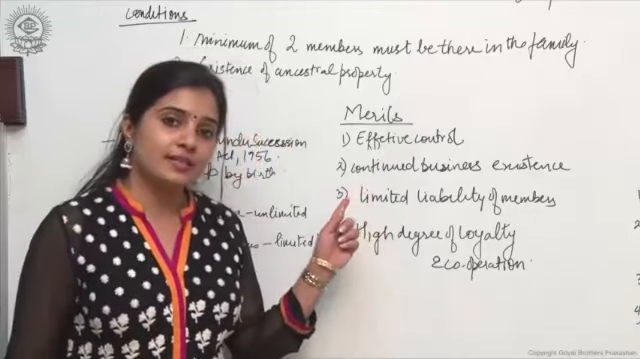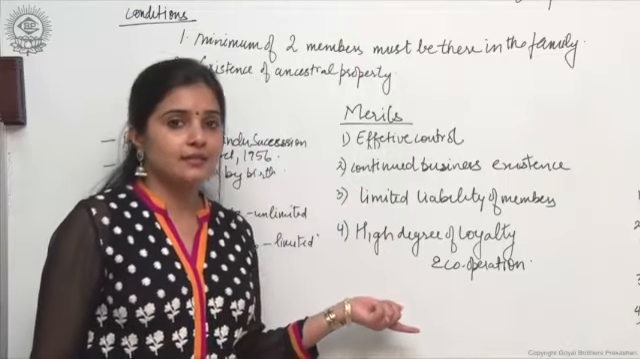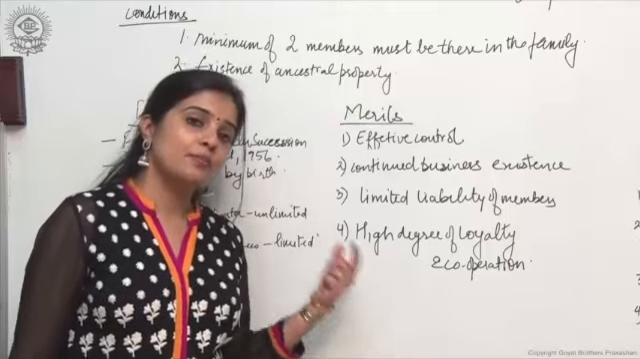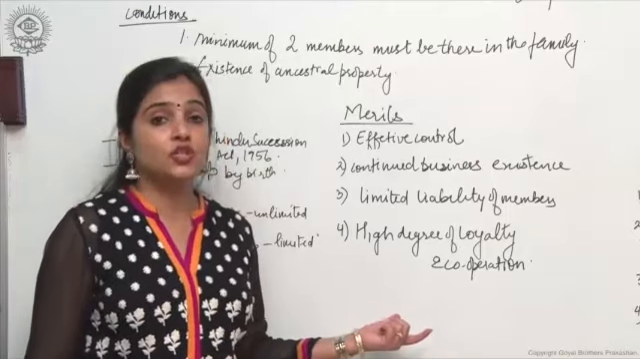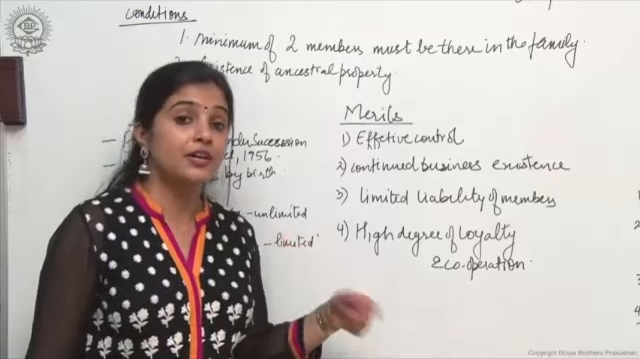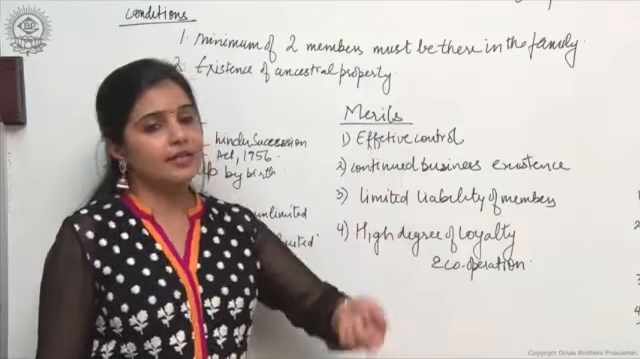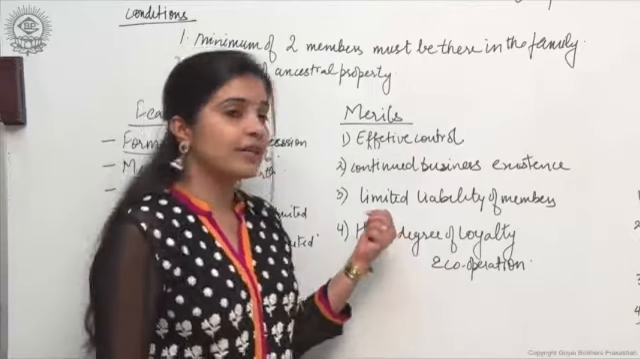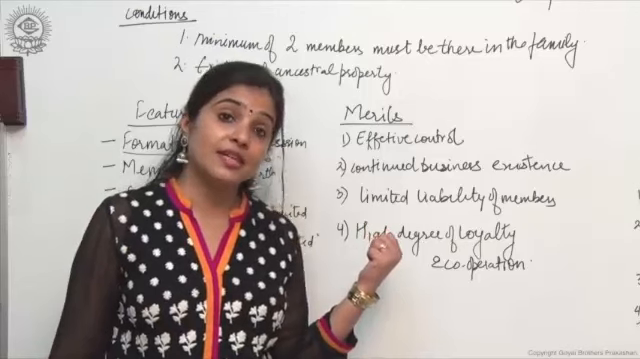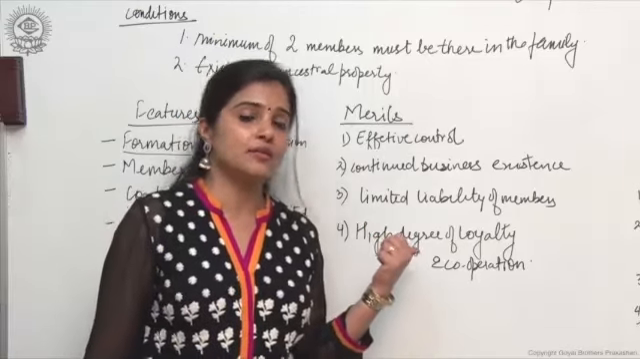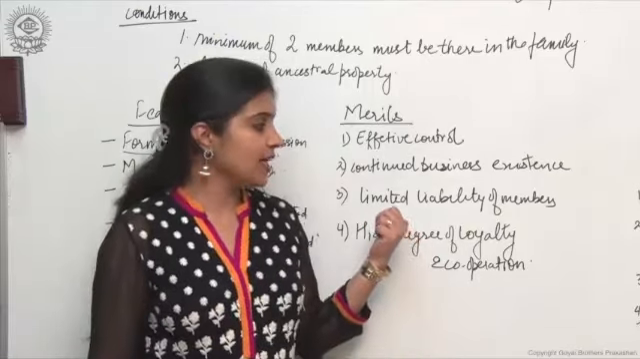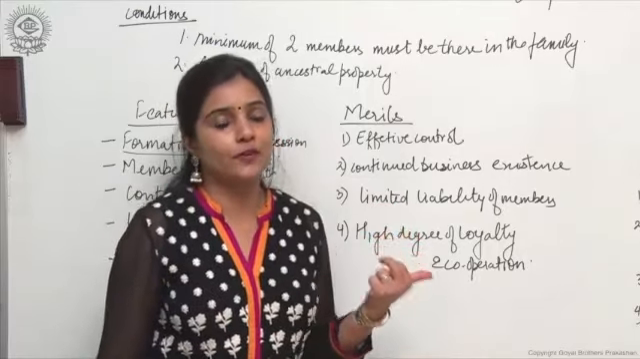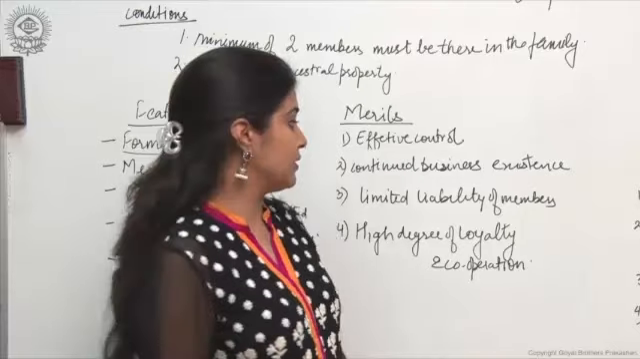Secondly, continued business existence. If the karta dies, the next older member in the family can become the karta or the mukhya, so the business continuity is not disturbed. Business will continue to exist even if the karta dies. Then, limited liability of the members. This is an advantage, that the liability of the co-partners is limited. Only their share in the family property will be utilized in case of a loss to pay off the business liabilities.